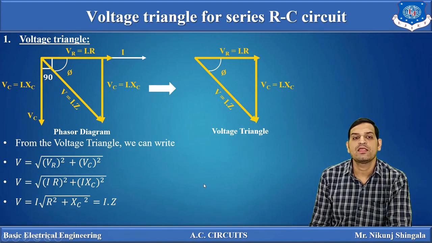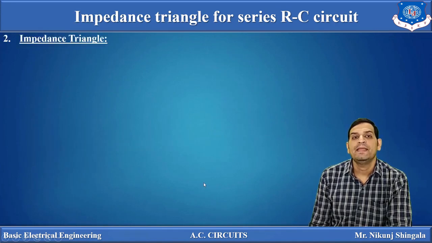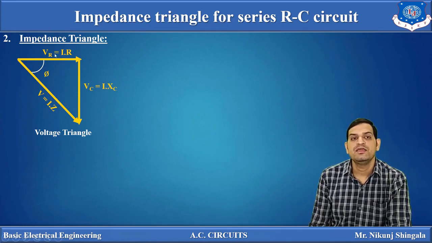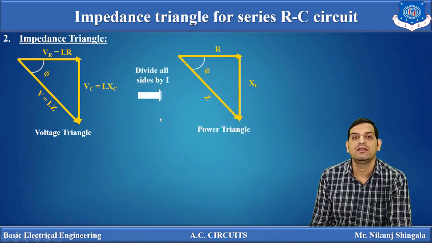Now moving towards the impedance triangle, to draw the impedance triangle we should first have the voltage triangle. So this is the voltage triangle. Here VR is equal to I into R, VC is I into XC and V is I into Z. If we divide all the sides of the voltage triangle by I, we get the impedance triangle. Here the impedance triangle is represented in terms of R, XC and Z.